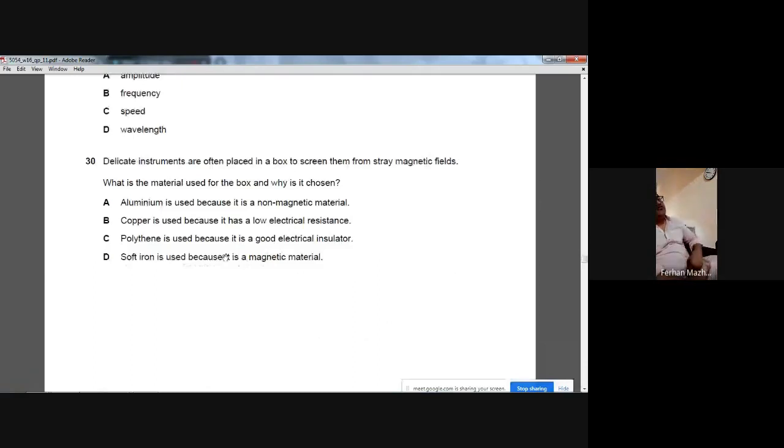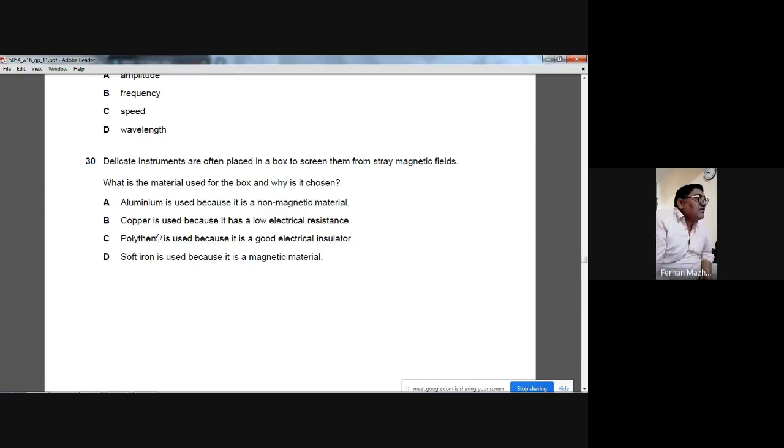A delicate instrument. Delicate instruments are often placed in a box to screen them from stray magnetic fields. What is the material used for the box, and why is it used? For screening purposes, we always use soft iron, and it's a magnetic material. That's why. So the choice for the 30th question will be D.